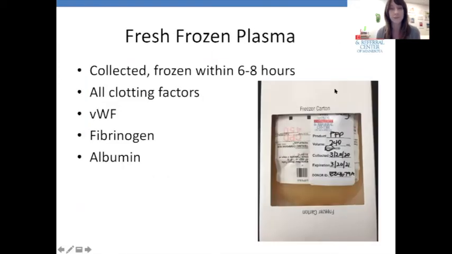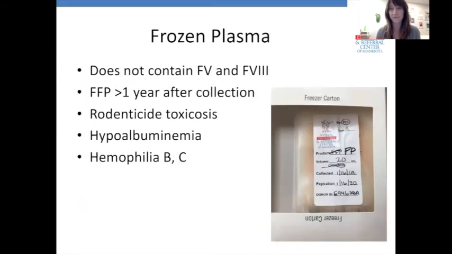It's not perfect. So fresh frozen plasma, again, like we talked about, has all the clotting factors, von Willebrand's factor. It has your albumin and fibrinogen. It's a perfect yellow-ish elixir. Heidi's laughing. She's my only feedback.